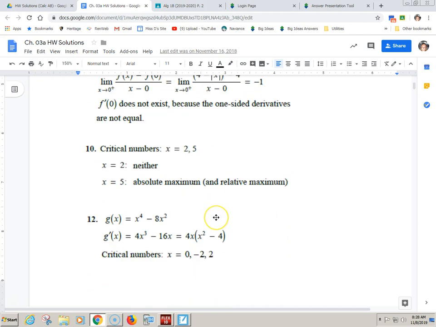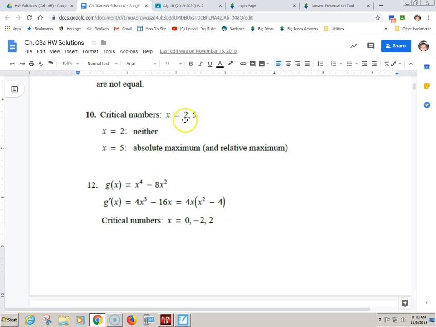Number 10. What's going on at 2 and 5? 2 is a neither. It's a none of the above. Sadly, it is not relative nor absolute. X equals 5, though, is an absolute max and a relative max.